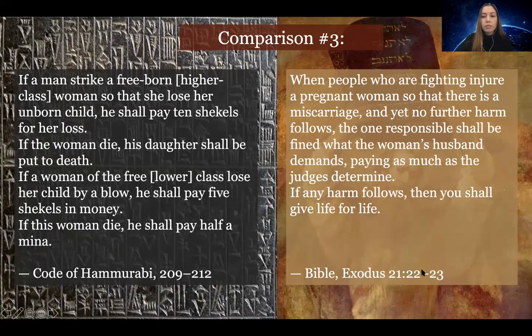When people who are fighting injure a pregnant woman so that there is a miscarriage, and yet no further harm follows, the one responsible shall be fined what the woman's husband demands, paying as much as the judges determine. If any harm follows, then you shall give life for life.